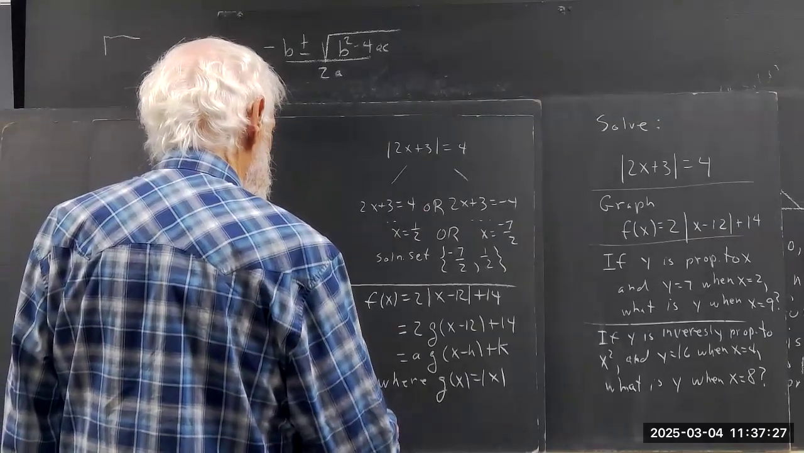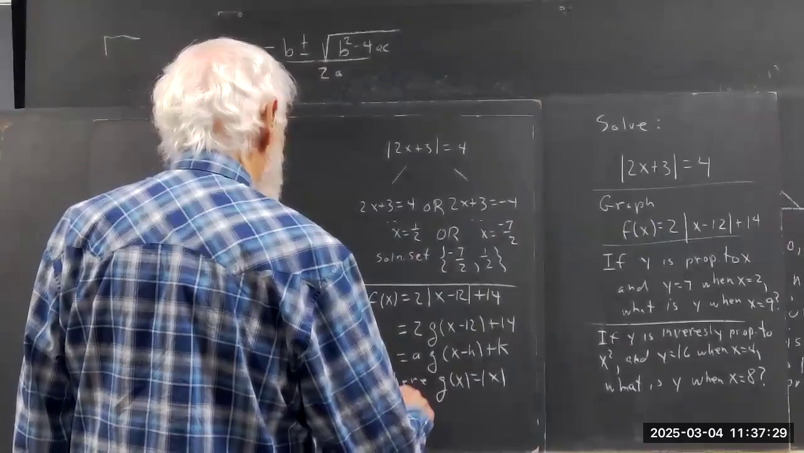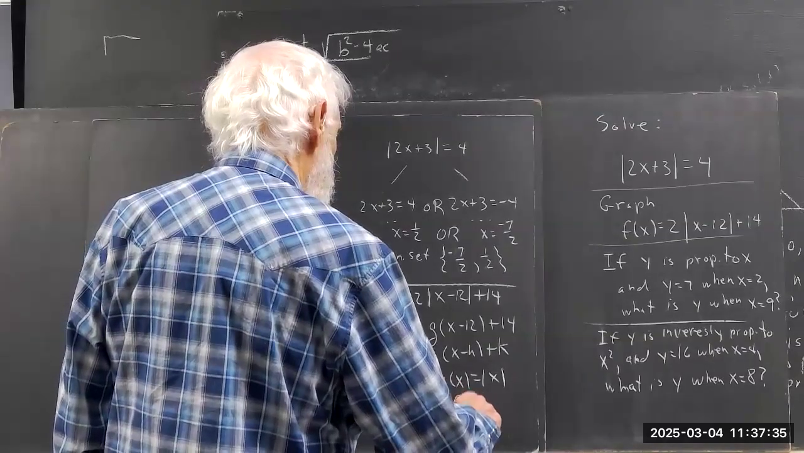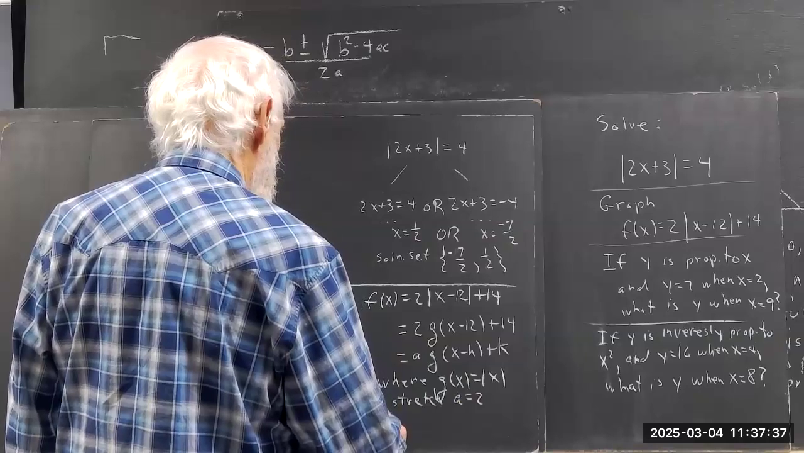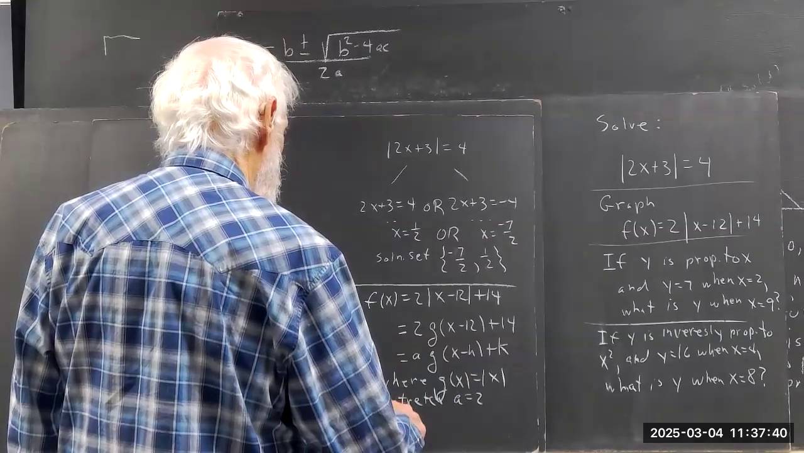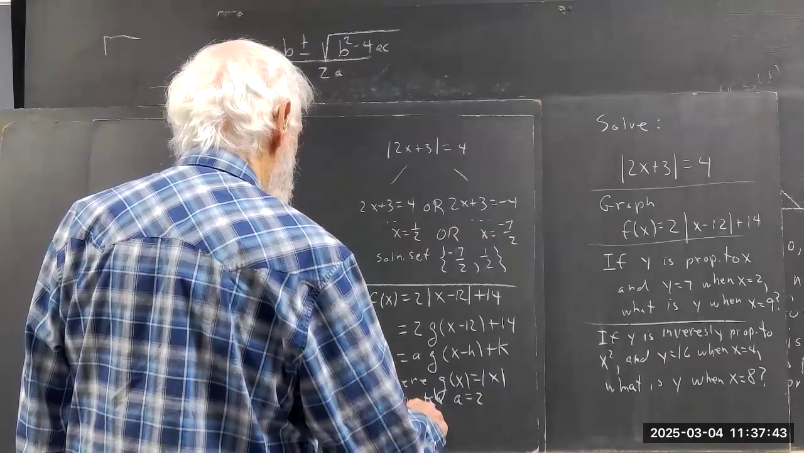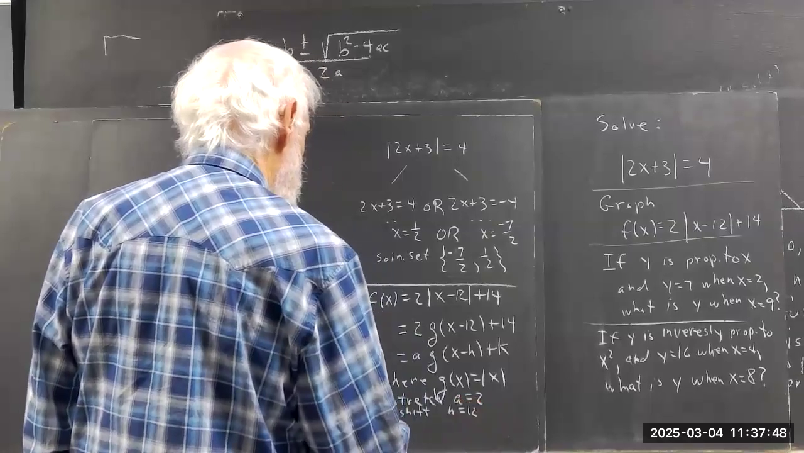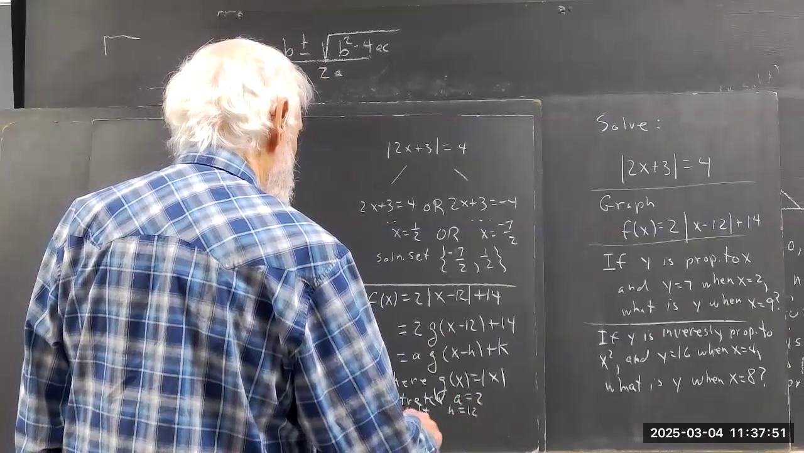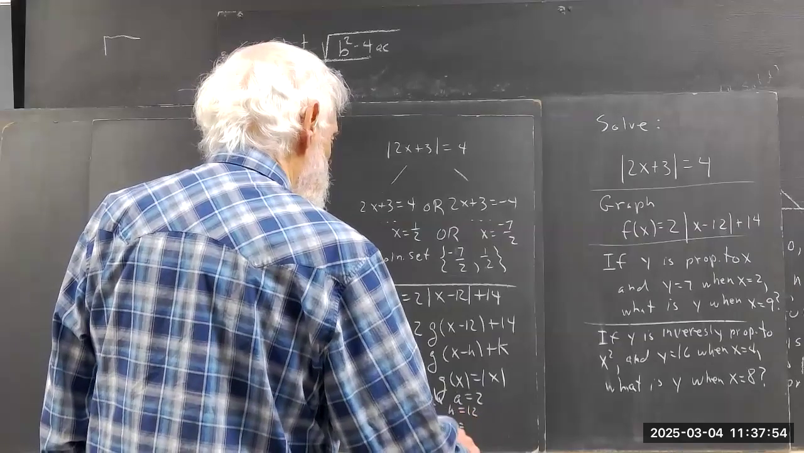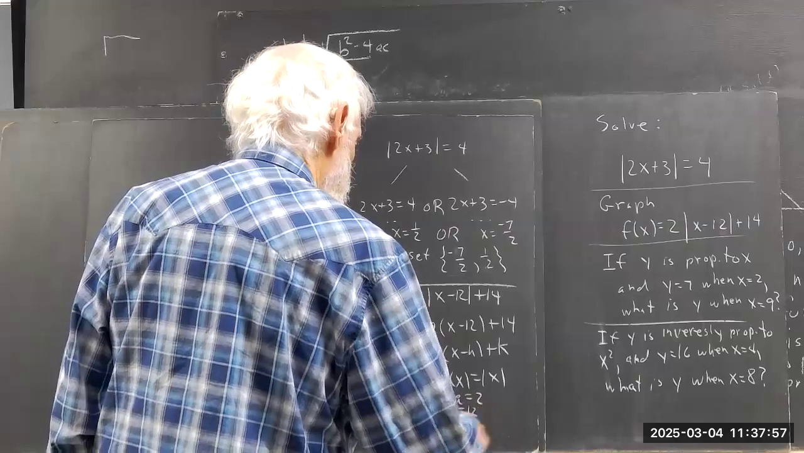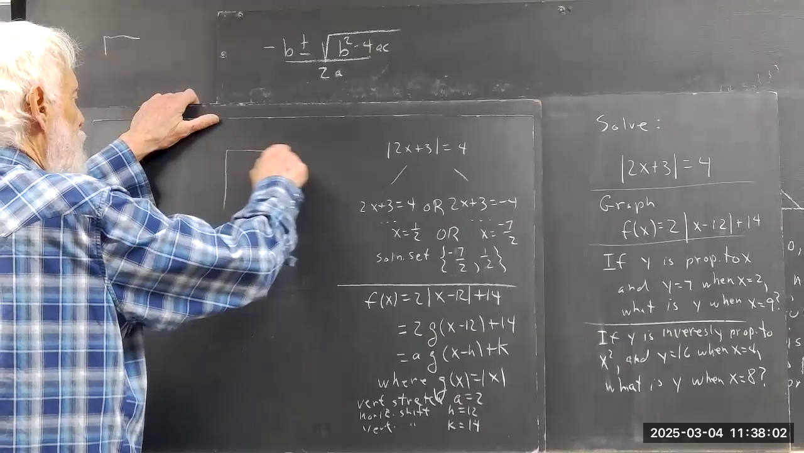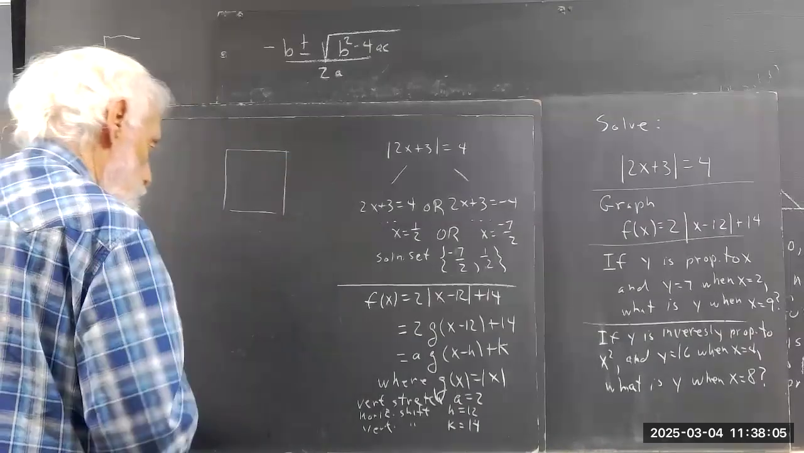So the vertical stretch is A, which is 2. Horizontal shift is H, which is 12. Vertical shift is K, which is 14. Well, your toolkit absolute value function, as I've told you to graph it.